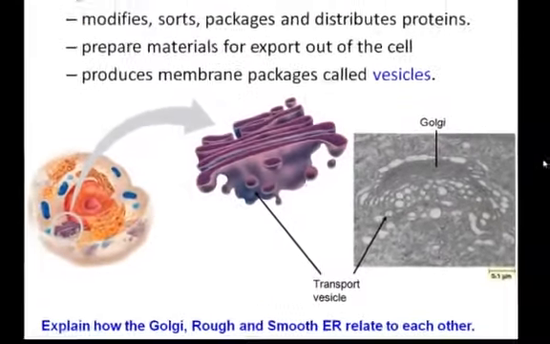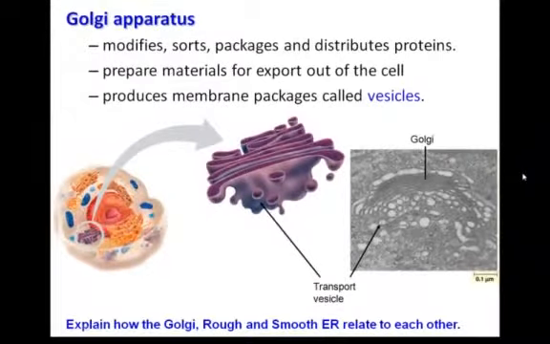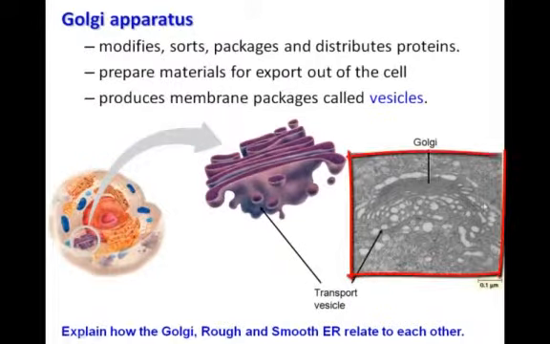The Golgi apparatus modifies, sorts, and packages, and then distributes the proteins that come from the ER. They prepare materials for export out of the cell as well, so not all materials just stay within the cell. And finally, those packages that they produce are called vesicles. And so here you can see what looks like a stack of pancakes here. And that's really the general structure of the Golgi apparatus.